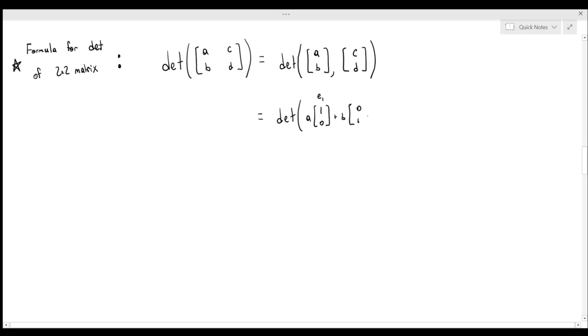So I'm going to rewrite the vector AB as A times the vector E1, which is 1, 0, plus B times the vector E2, which is 0, 1. I'll do the same here. So vector CD, we can write it as CE1 plus DE2.